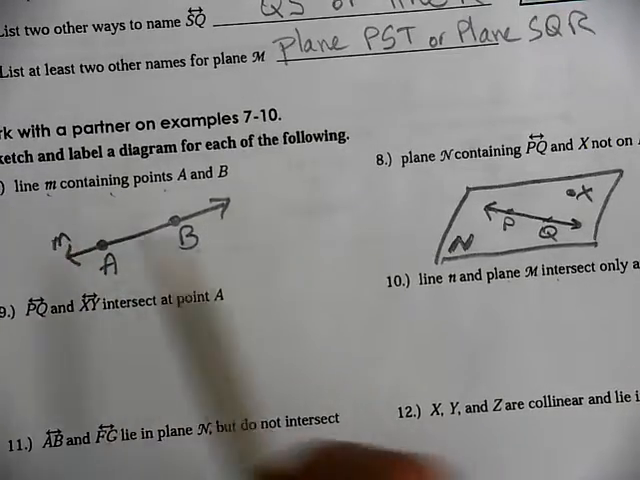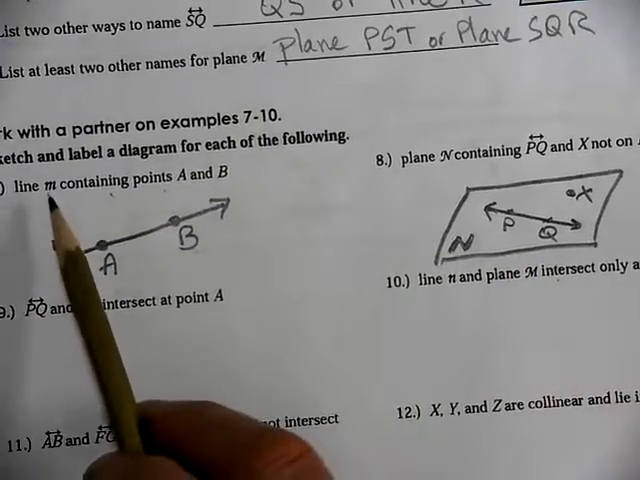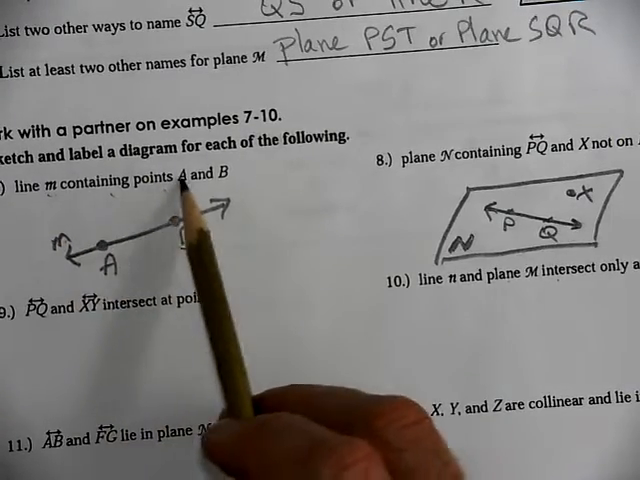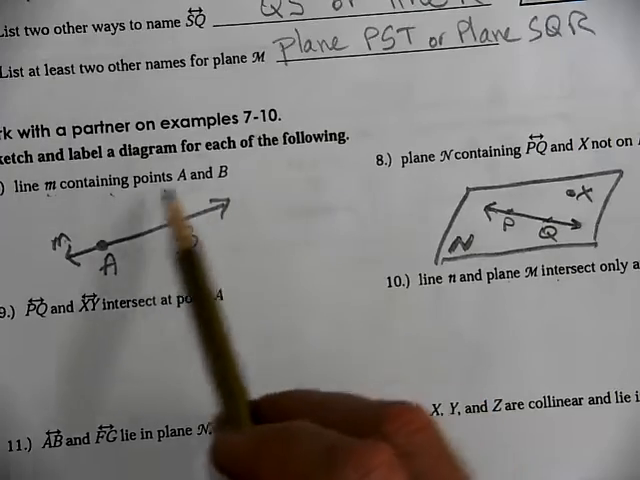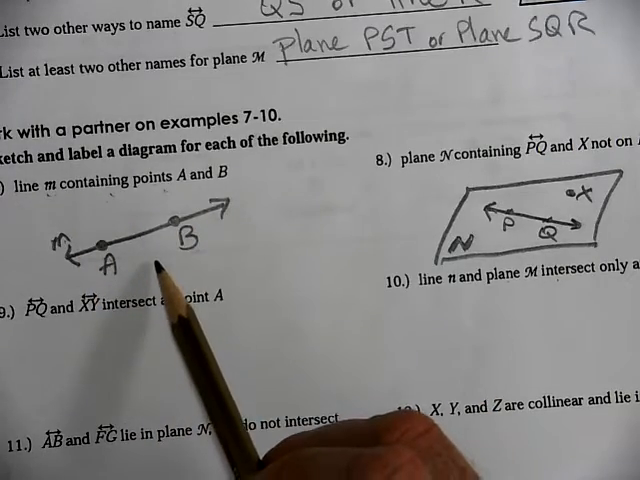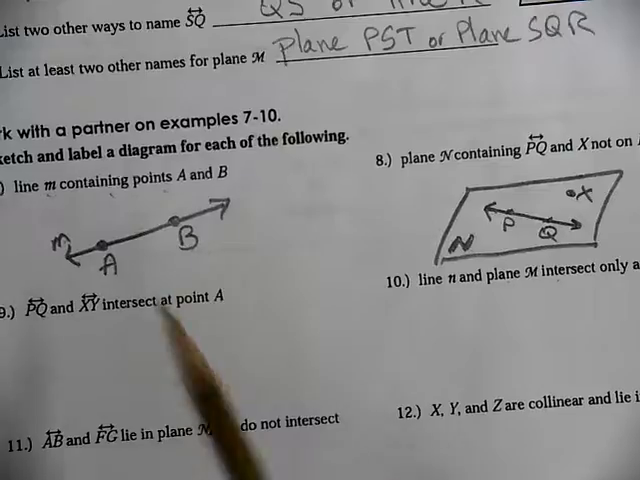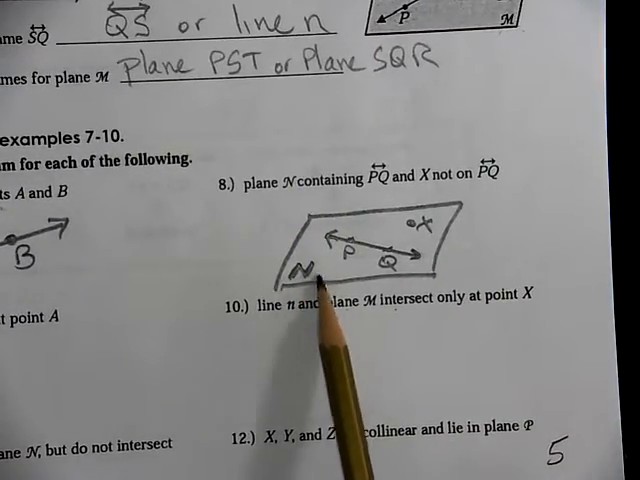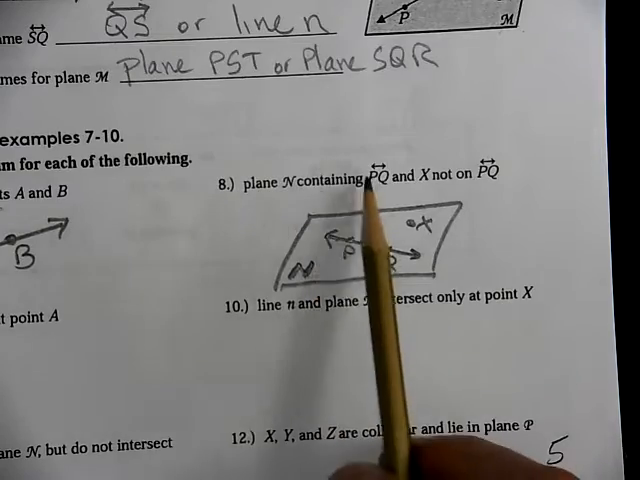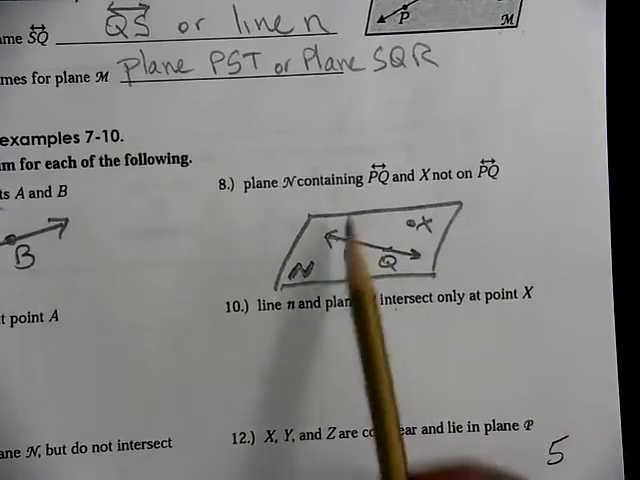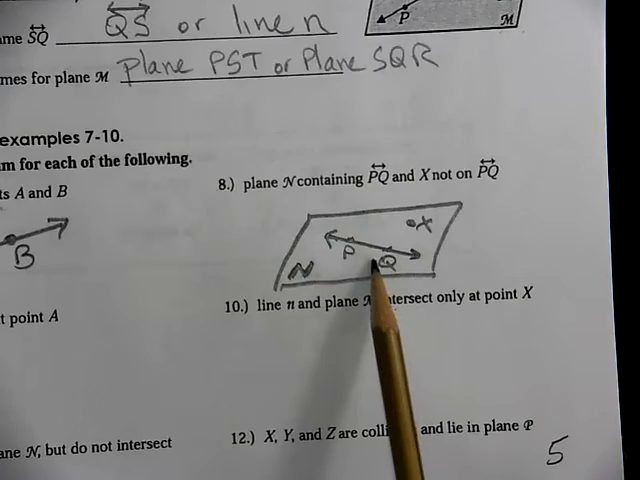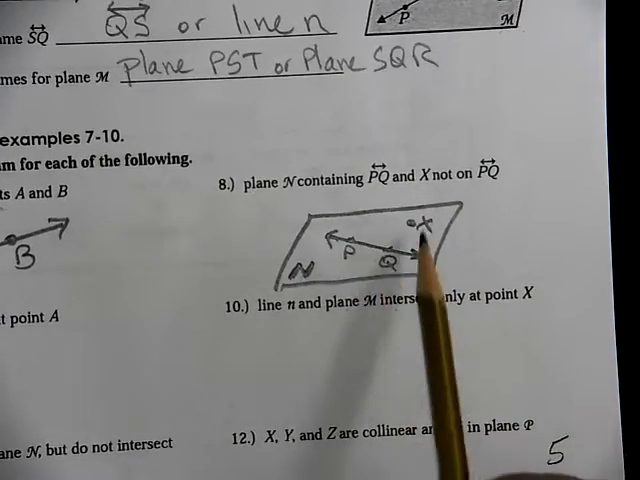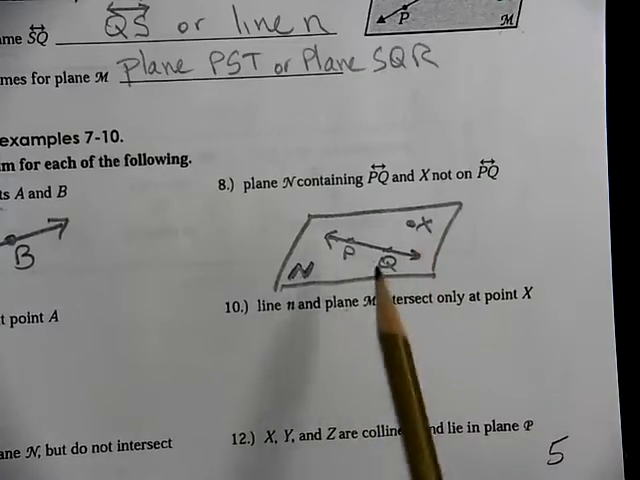So here, if we have line M, and it's going to contain points A and B, this is what the diagram would look like. If we're going to have plane N, so I put a bold letter N in the corner, I contain line PQ on it, and X, which is not on PQ, that's what the diagram would look like.